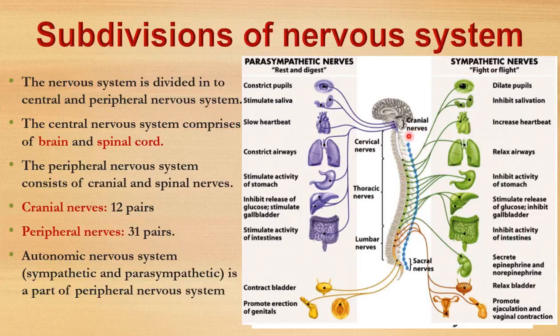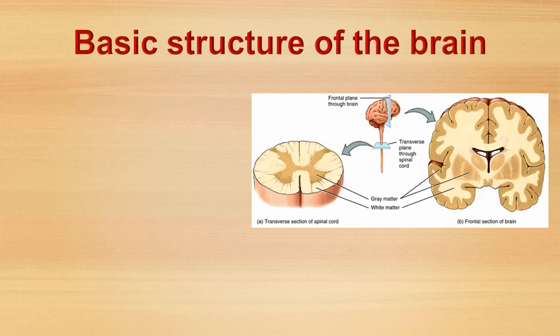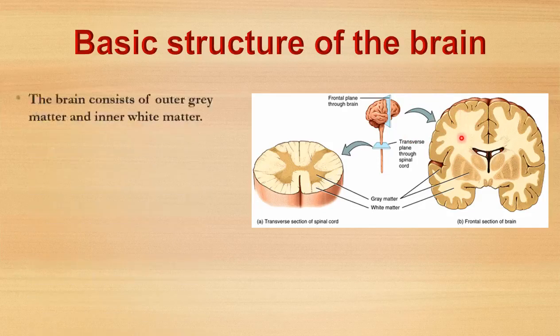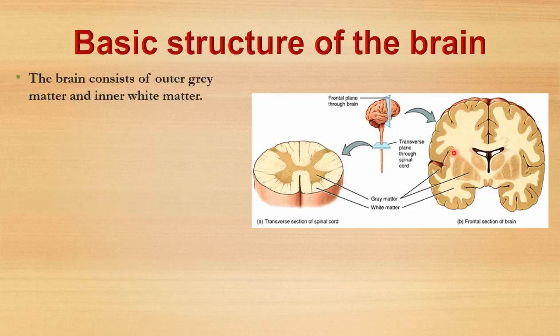The fibers pass via the blood vessels and they actually innervate your head and neck. They pass via the branches of the cranial nerves. So, basic structure of the brain: anywhere if you take a section of the brain, you see that it is mainly made up of the outer gray matter and the inner white matter.